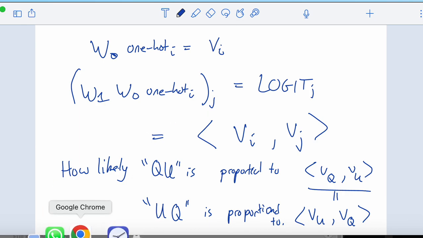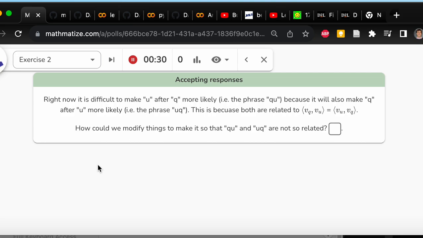Okay, so I'll give you a minute to think, pause and ponder on what it could be. Feel free to talk to your neighbors. What could you do?